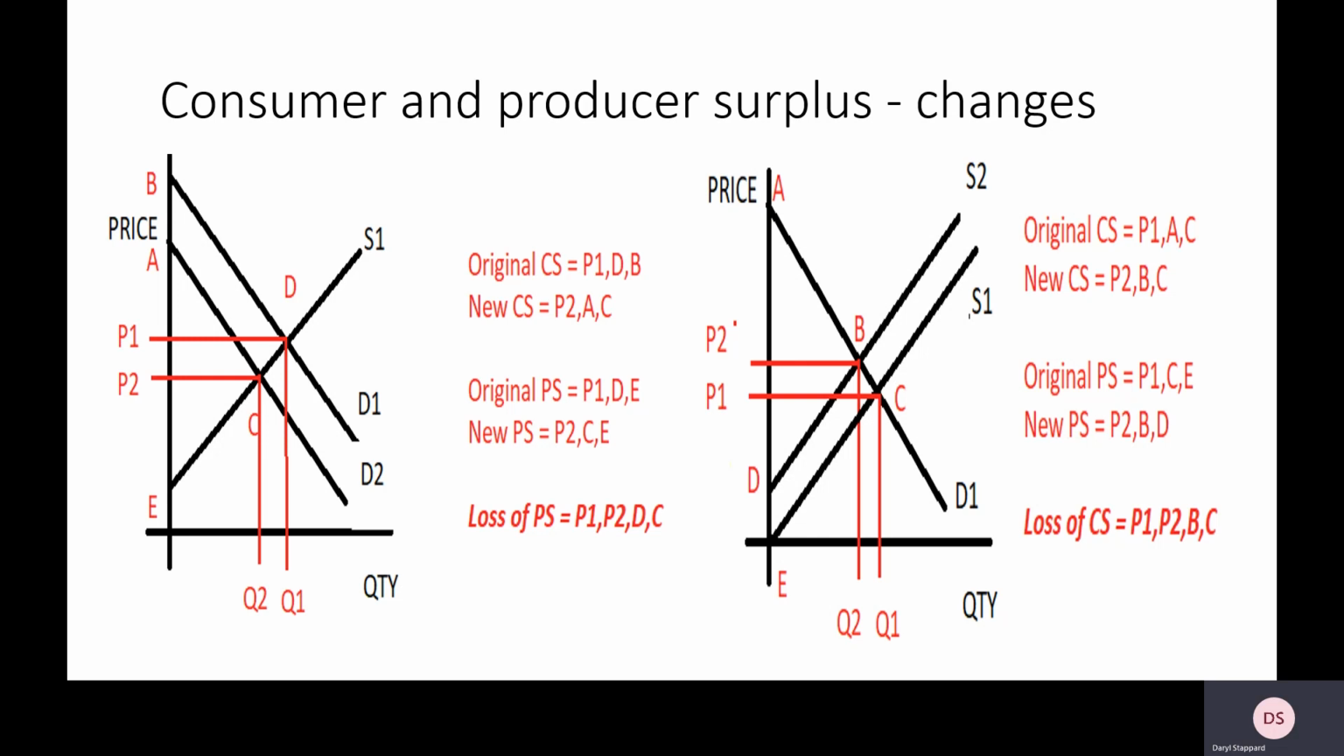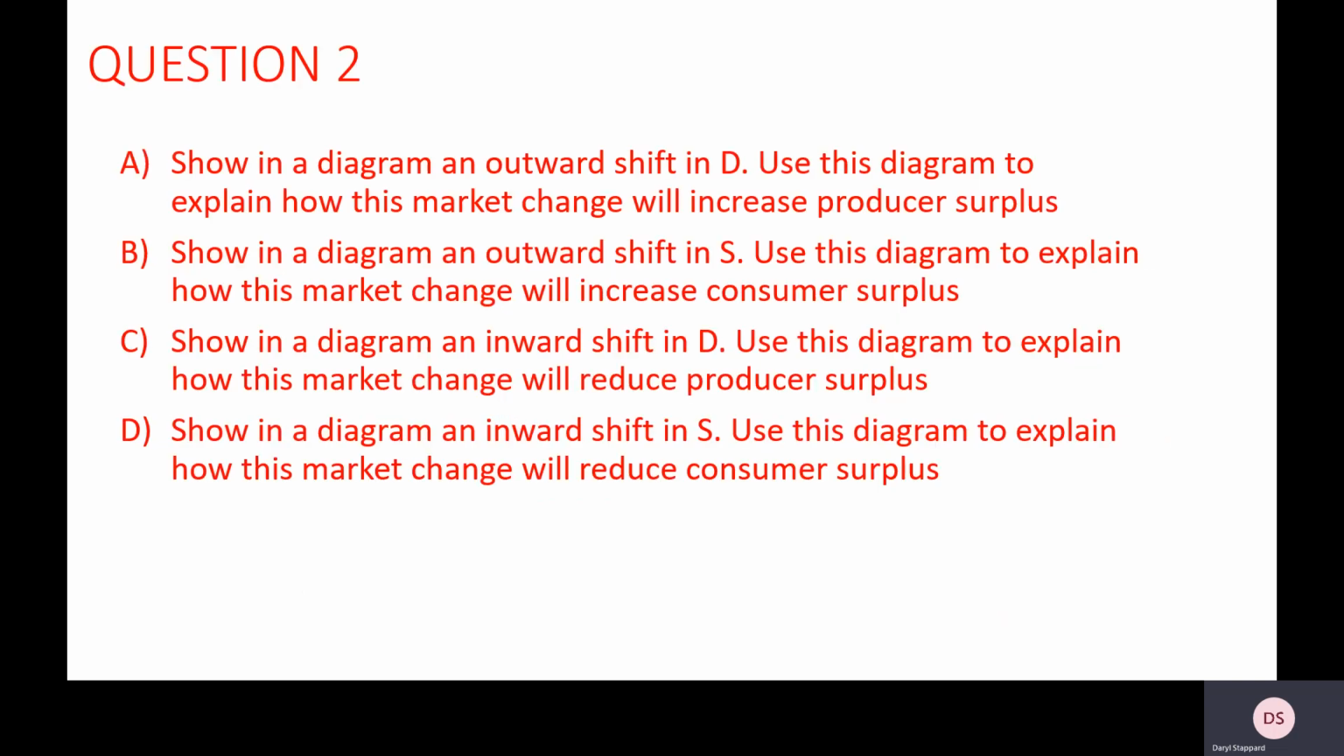Now, this will make consumers less happy. We're going to get a reduction in consumer surplus, and the loss of consumer surplus will be the area P1 to P2 to B to C. Okay, so you can see that again, there's going to be an impact on the welfare available in the marketplace.